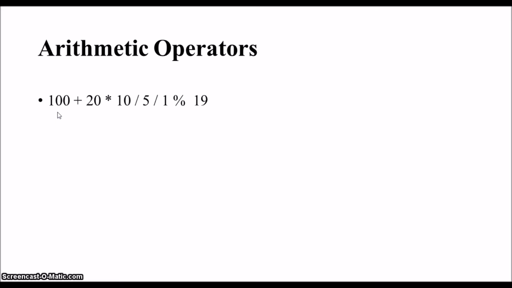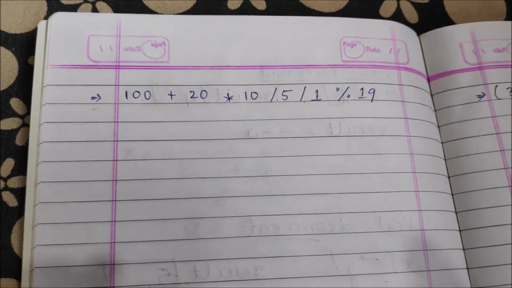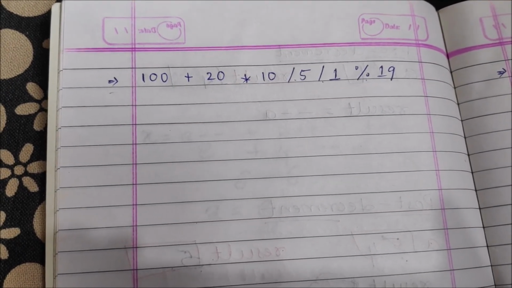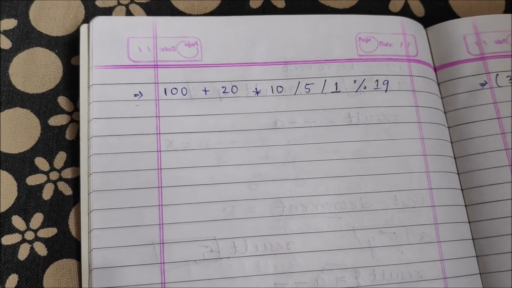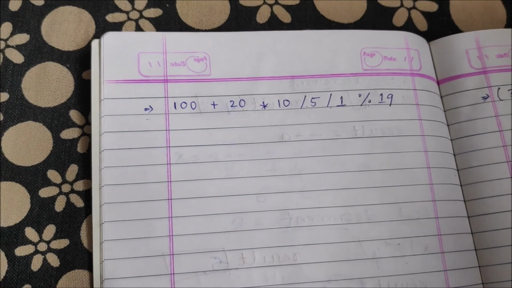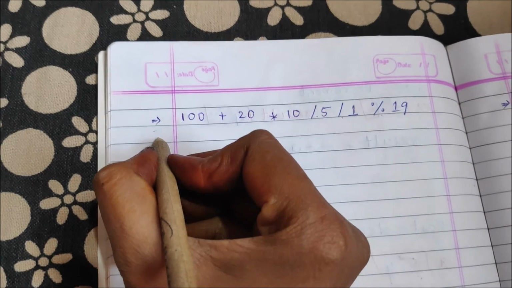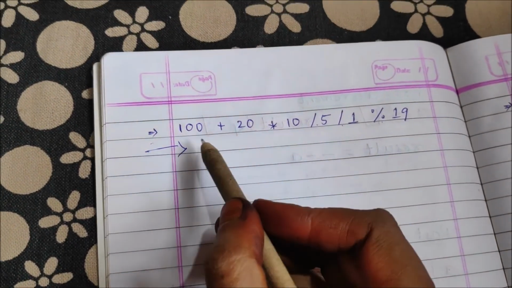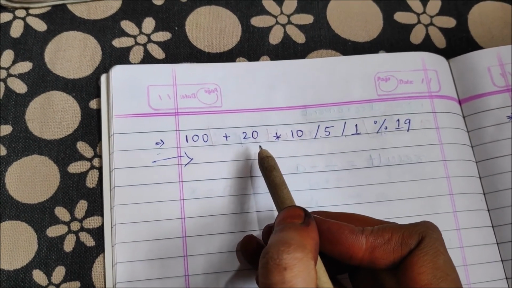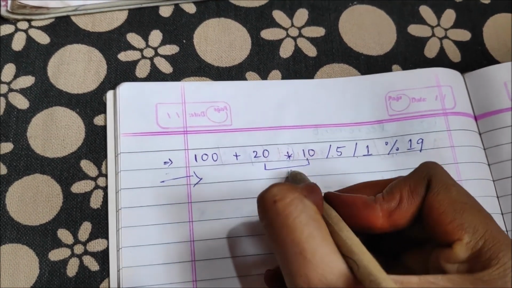Let's evaluate this expression step by step. It consists of plus, multiplication, division and modulus. Such an arithmetic expression has operators of both the highest precedence and the lowest precedence. So you should start evaluating it from left to right. When you are evaluating from left to right, the highest precedence operator is multiplication. So you need to evaluate this first.